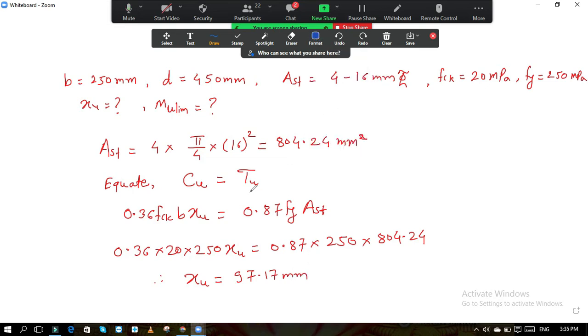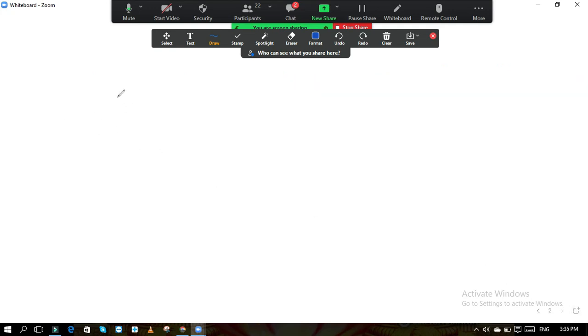Now calculate the xu max. I have already told you how to calculate xu max. So now we know that from the IS code. We have already seen that clause. I think on page number 70 or 71 you will get this. xu max by d is equal to, now Fe250 is given. So for Fe250 it is 0.53.